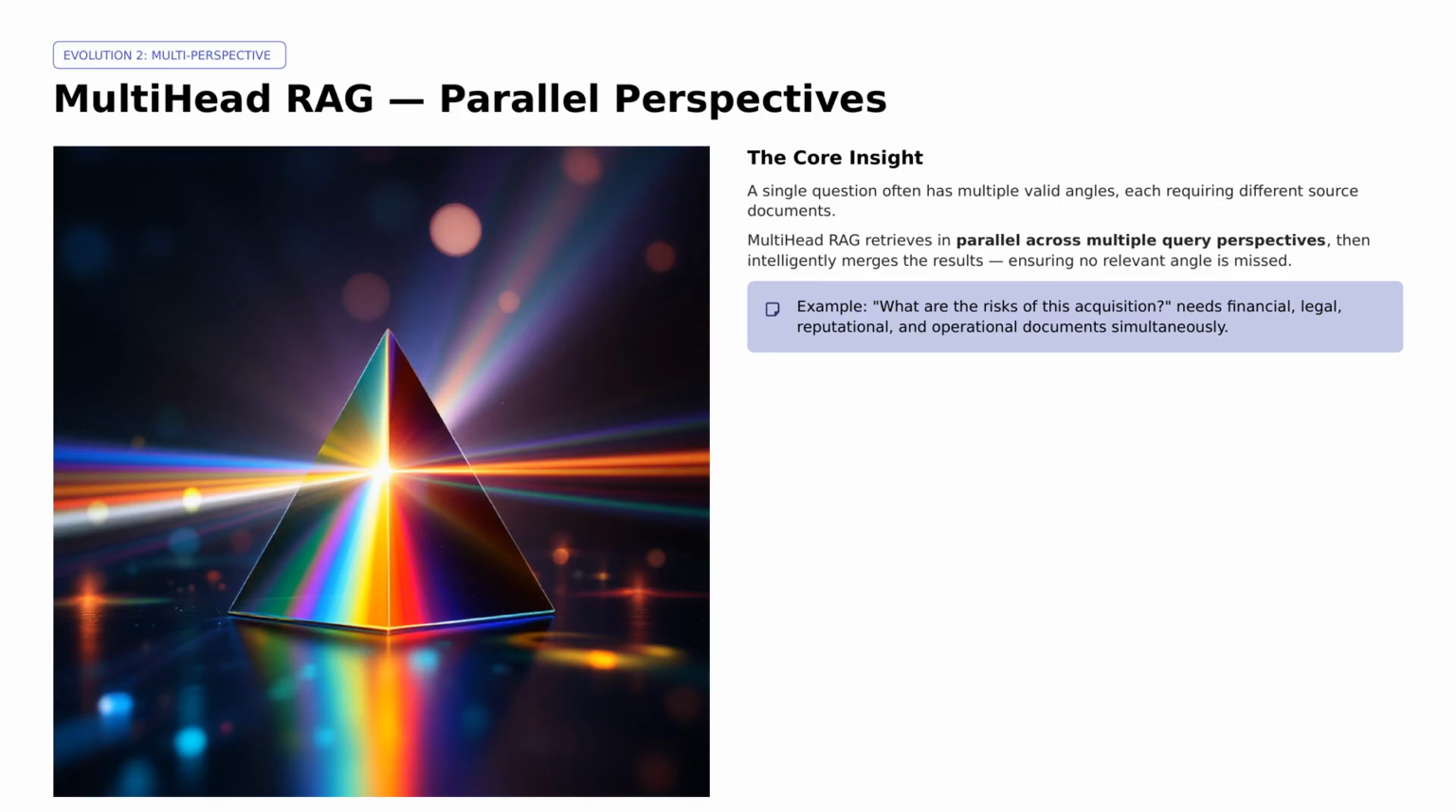Welcome to Evolution 2, the multi-perspective approach, introducing multi-head RAG, which brings multiple viewpoints to the table for a single question. Often, questions require insights from various angles, like financial, legal, reputational, and operational perspectives. Multi-head RAG retrieves relevant information simultaneously from different sources, ensuring a comprehensive understanding by merging these insights. This approach ensures no critical angle is overlooked, providing a well-rounded answer to complex queries.